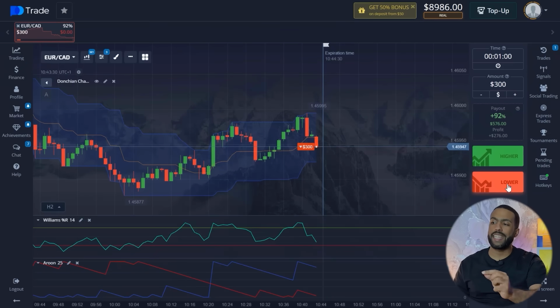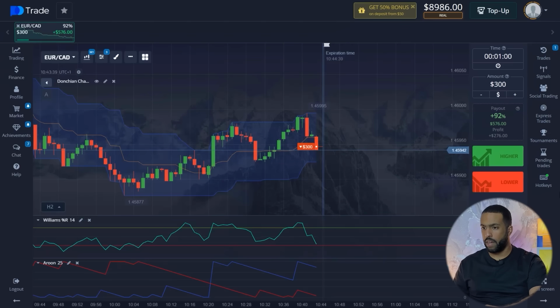And the Williams line continues to decline following the price. So I follow it as well, and I made a down trade. All right, monitoring our trade.